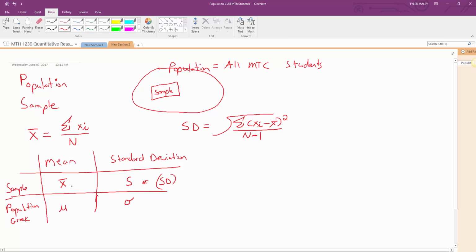So what you want to remember is that they're not equal to each other, right? The population and sample aren't necessarily equal to each other, but the sample is used to estimate the population, right? So we have to separate the difference if we're talking about the sample mean versus the population mean, right?